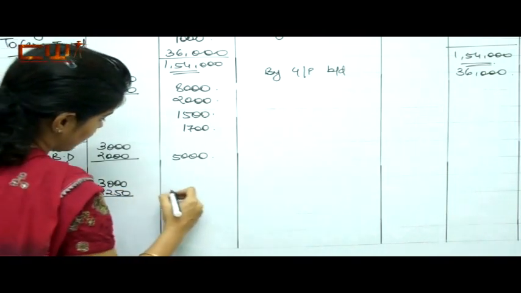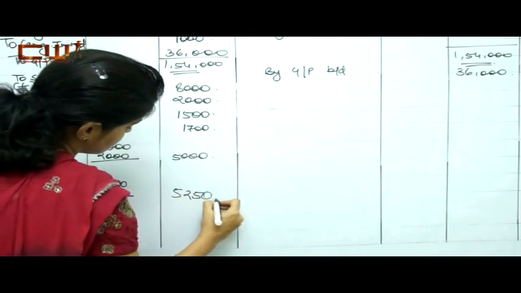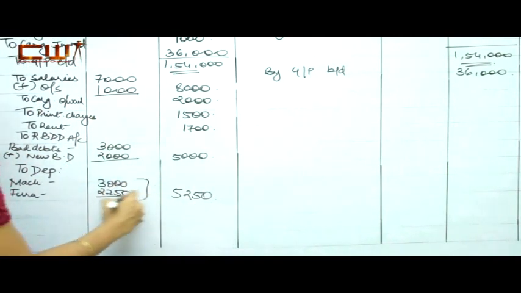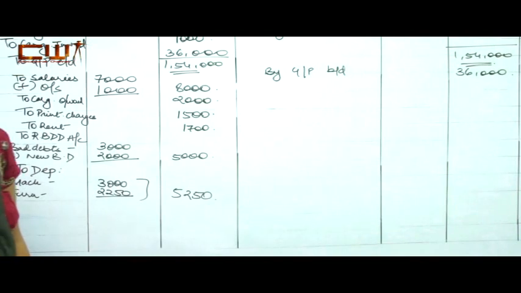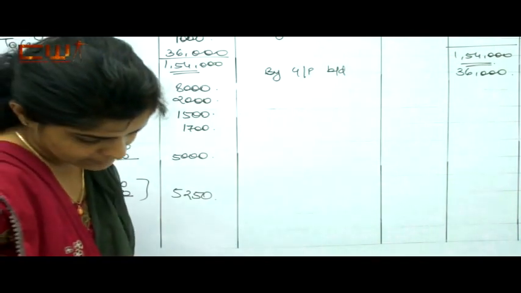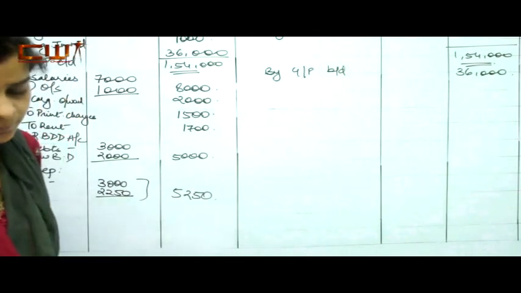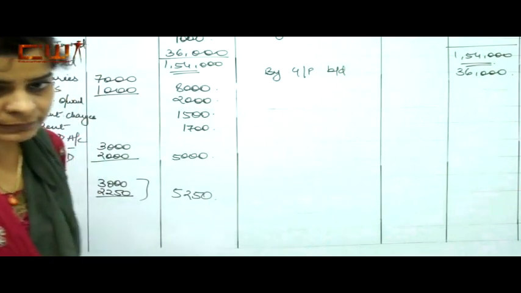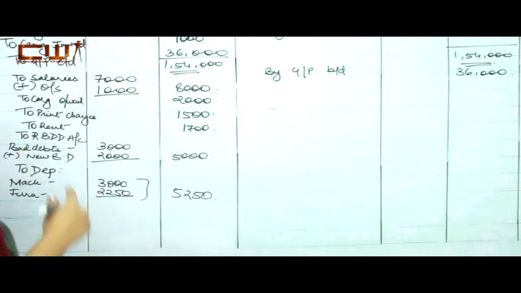2250, so it will be 5250 total depreciation. Right? Next, is there any other thing that we are leaving? The bad debts you have done, outstanding you have done. Telephone bill we have not mentioned, I guess. Postage and telephone they have said. Postage and telephone 1000, what they have said, we have not mentioned that.